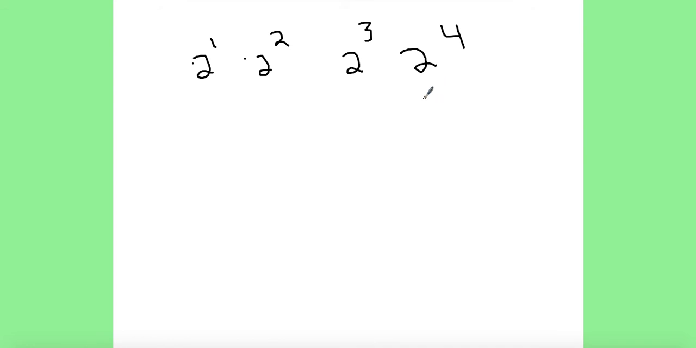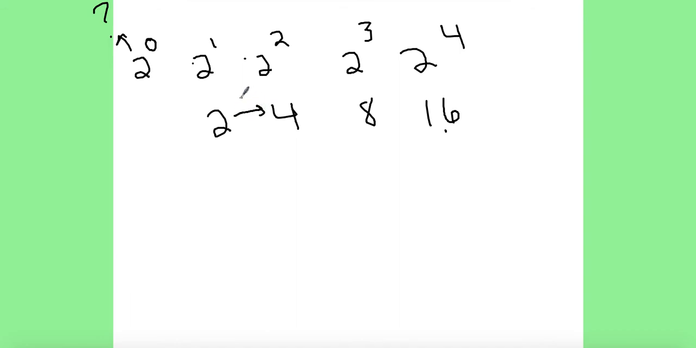Well, 2 to the fourth I happen to know is 16. This is 8. This is 4. This is 2. And the question is, what happens over here at 2 to the 0th power? Well, I'm following my pattern and coming up the exponents, it's a multiply by 2 times 2 times 2 times 2. But coming down the exponents, it's a division.